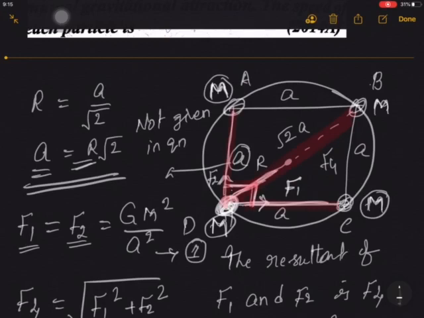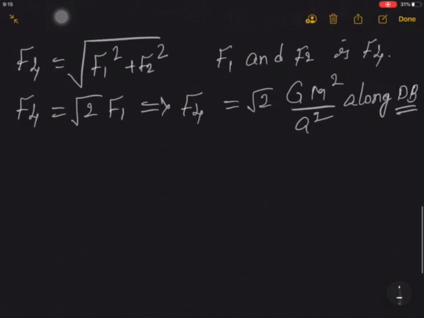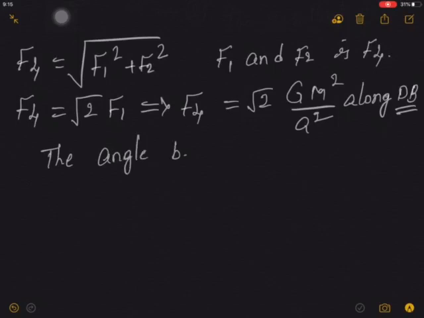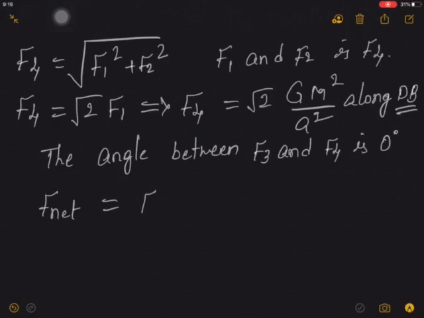So if you are taking this F4, and now this F3 between D and B, that F3 will act in this direction. What is the magnitude? F3 and F4 is equal to how? The angle between F3 and F4 is 0 degrees. That's why the F net acting on the D will be equal to F3 plus F4.